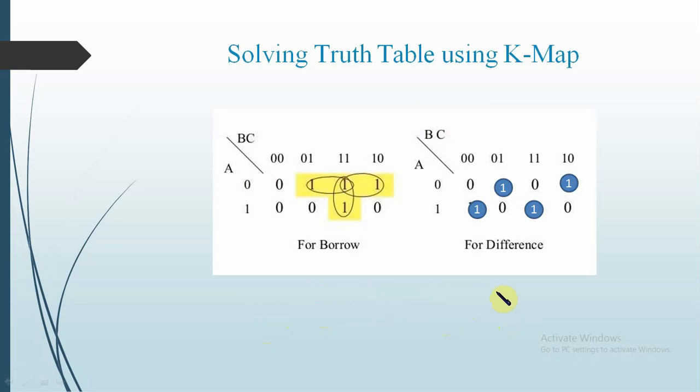We put this on a K-map. There are 8 combinations, hence we require a 3 variable K-map, meaning 8 cells, with inputs A and B, C, that is A 0 1, B C we are putting here. In the 8 cells, where the output is 1, we put 1, and we pair all the groups, that is the borrow related. In differences, no chance for pairing, hence we prepare single groups.